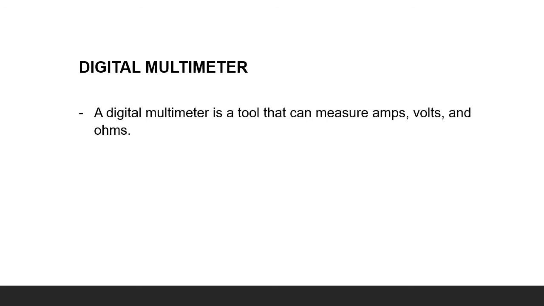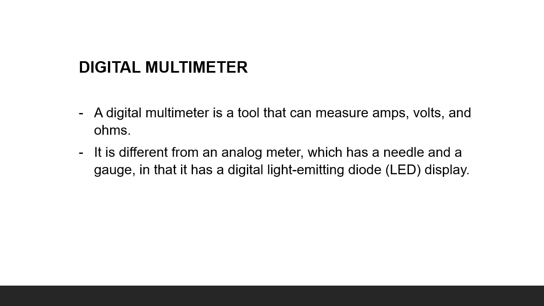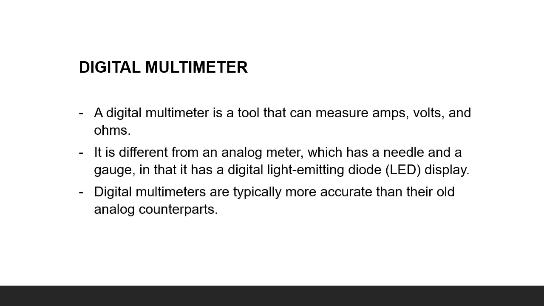Now let's proceed with the digital multimeter. A digital multimeter is a tool that can measure amps, volts, and ohms. It is different from an analog multimeter because the analog has a needle and a gauge, while the digital has a digital light emitting diode display. Digital multimeters are typically more accurate than their old analog counterparts.